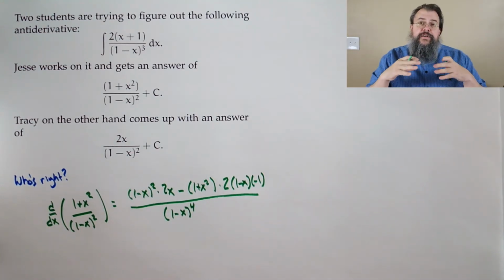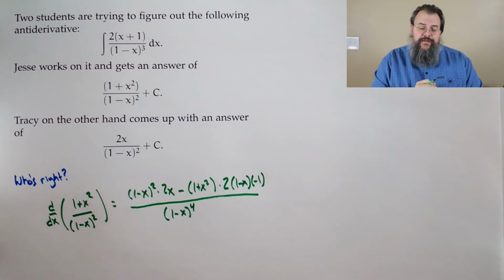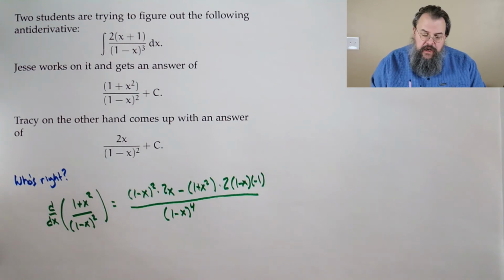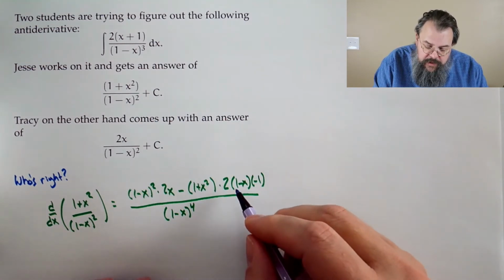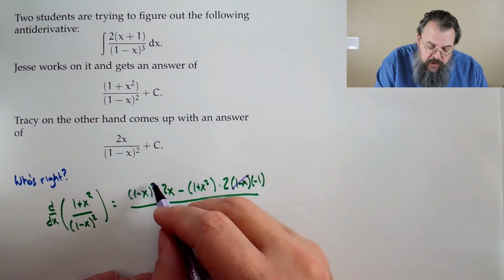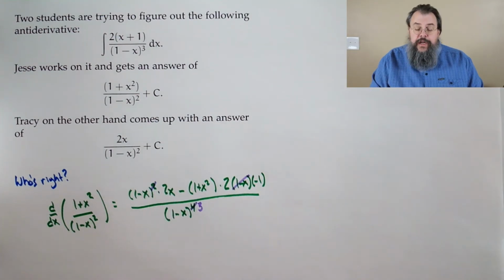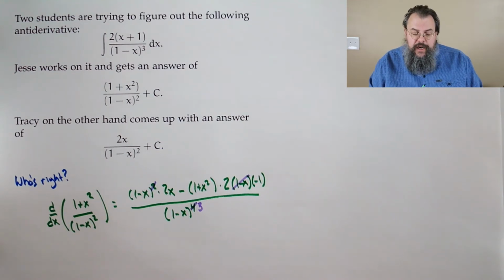And 1 minus x squared, squared, is 1 minus x to the fourth. Now we can do a little bit of simplifying. We see everything has a 1 minus x, so I'm going to take out a single 1 minus x off of every term. Well, that's good. We're getting a 1 minus x cubed downstairs. What are we getting upstairs?